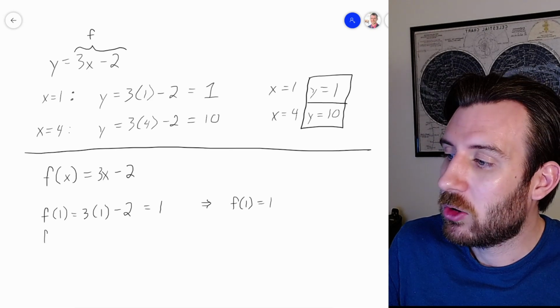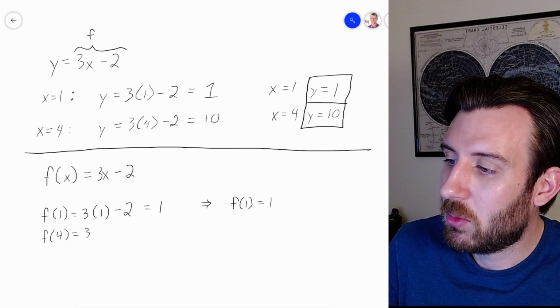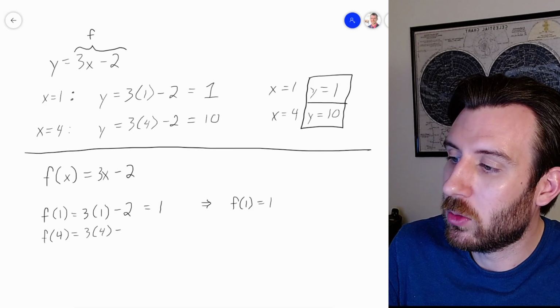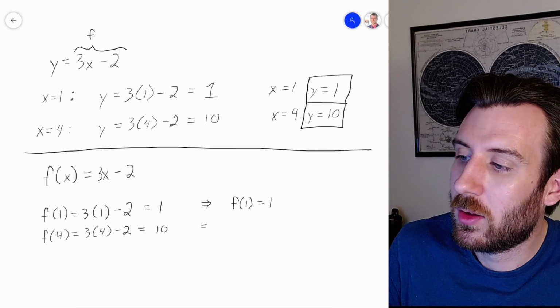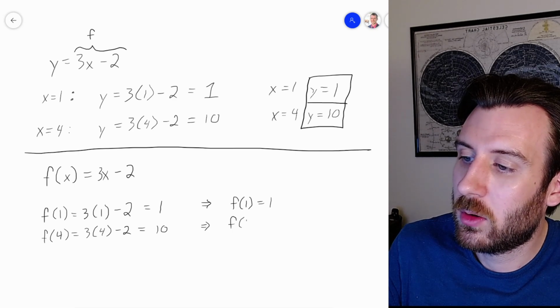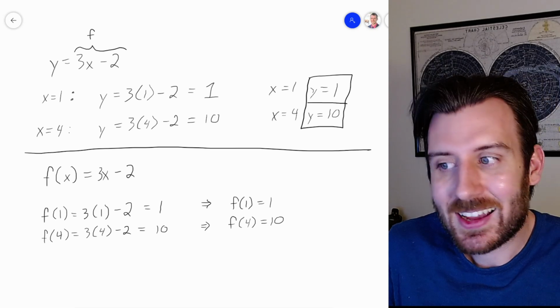And then similarly, we can do that entire thing with 4. f of 4 is equal to 3 times 4 minus 2, which is equal to 10, which means f of 4 equals 10. Well, this is a nicer notation.